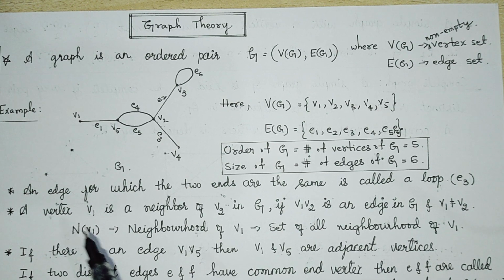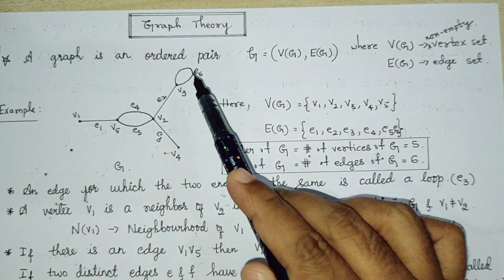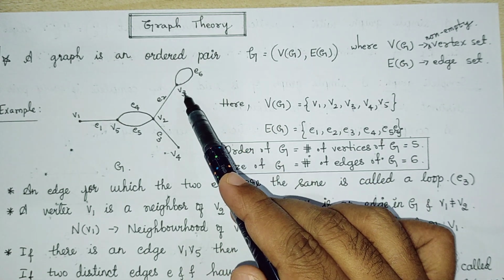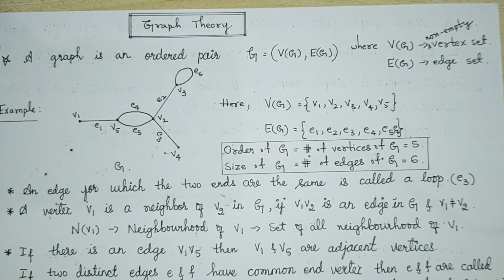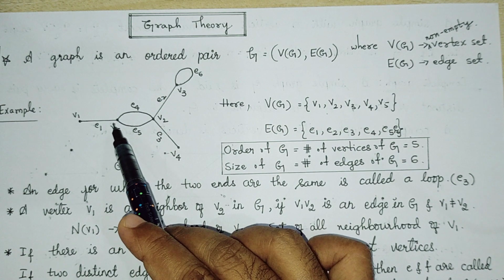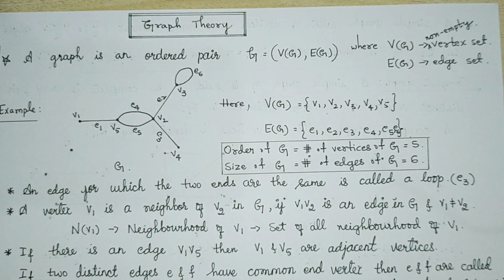So let us look at the edge e6. The starting point of e6 is v3 and the ending point of e6 is also v3. So this is known as a loop. And look at the edges e4 and e5. The starting and ending points are the same. So I can say that these two edges are multiple edges.